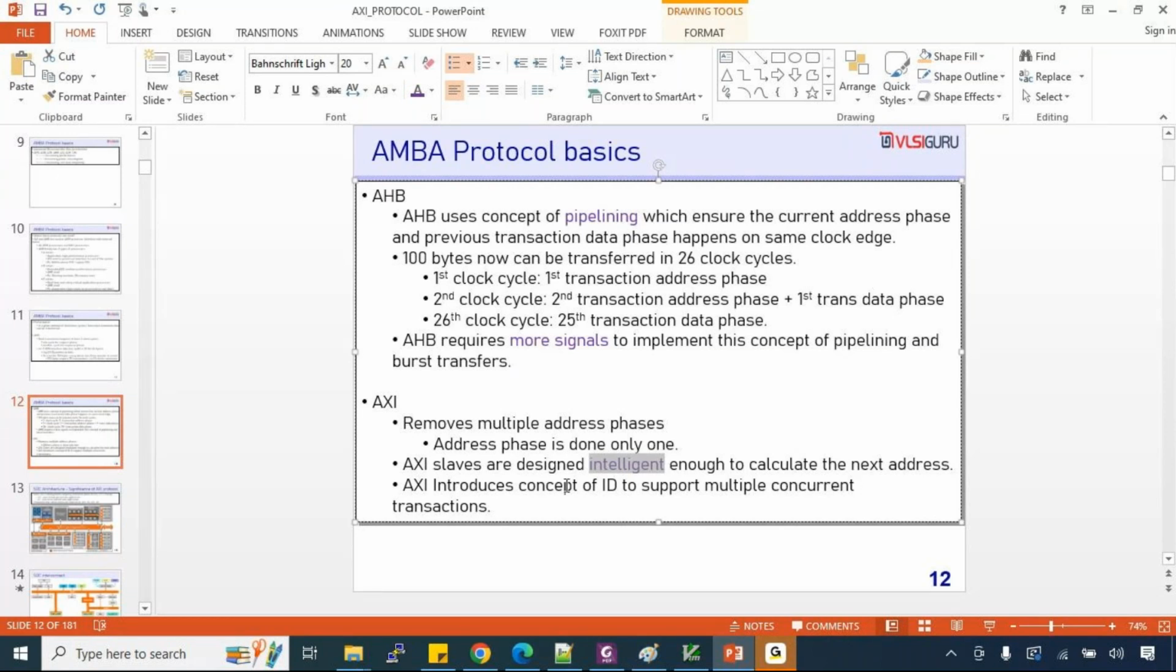And AXI introduces the concept of ID to support multiple concurrent transactions. Because of ID, they support overlapping transactions. Overlapping means what? While one is happening, you do the next transaction. Okay. What is non-overlapping? I'll give you an example.